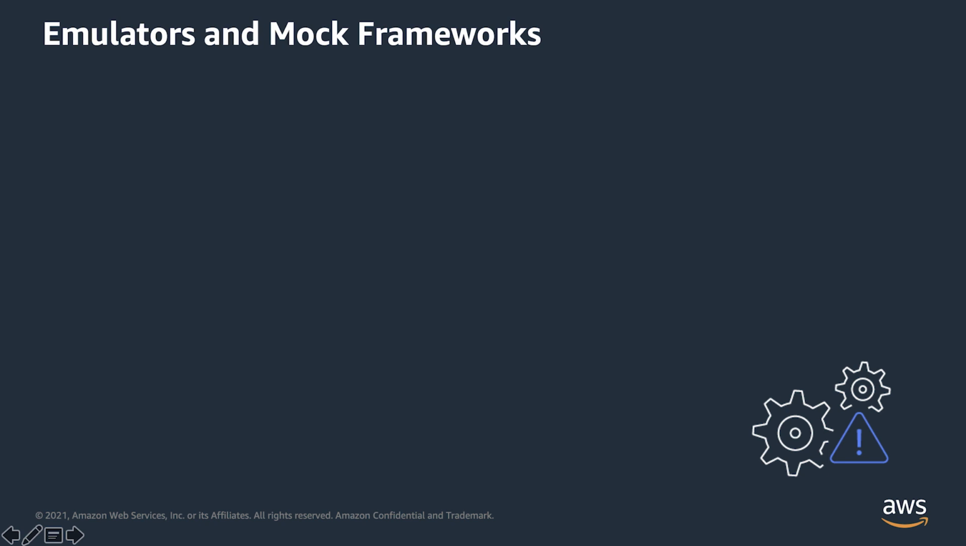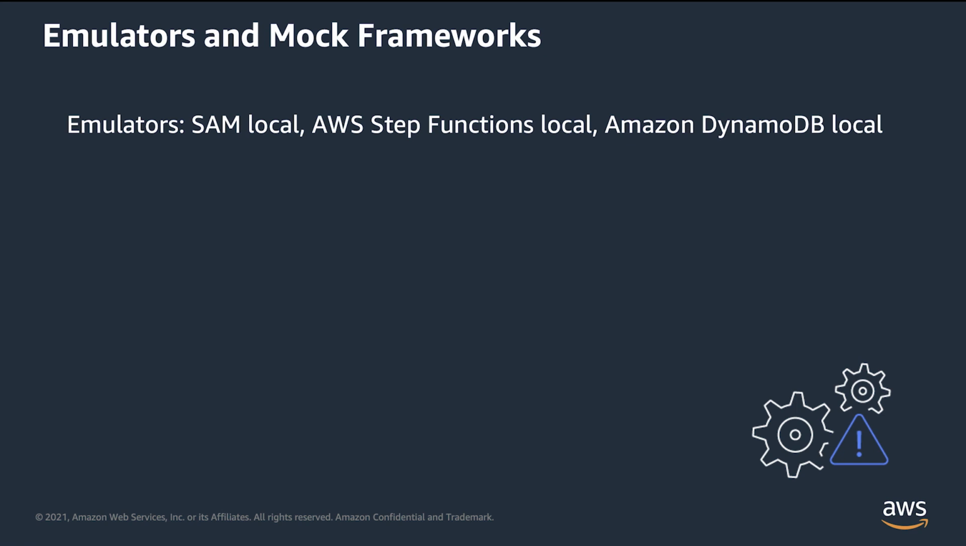An emulator is a software component that resembles a remote service and often implements its API. Some examples of emulators include SAM Local, which emulates Amazon API Gateway and AWS Lambda. AWS Step Functions has a local emulator. Amazon DynamoDB has a local emulator, and of course there are others.